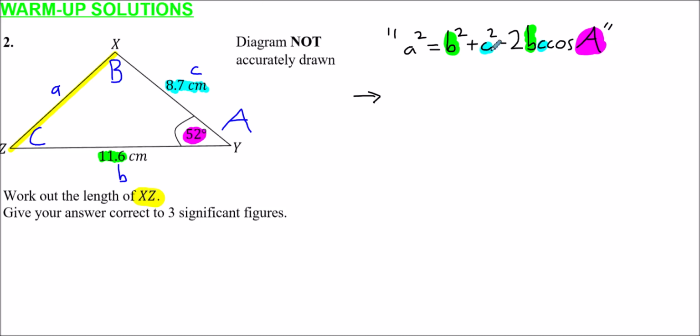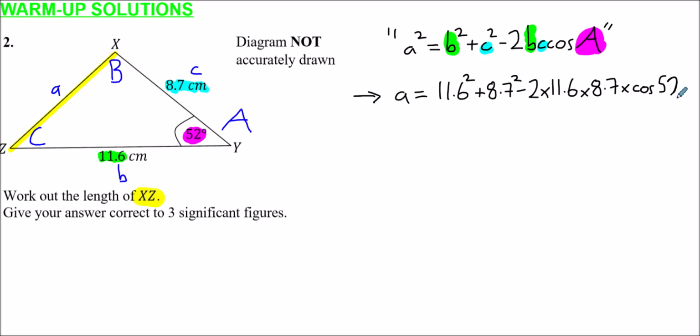So to work out side A, we just square root all of this. So it's going to be the square root of b squared, so 11.6 squared, plus c squared, so plus 8.7 squared, minus 2 multiplied by b, which is 11.6, multiplied by c, which is 8.7, multiplied by cos of A, where A is 52, and it's all of that square rooted.